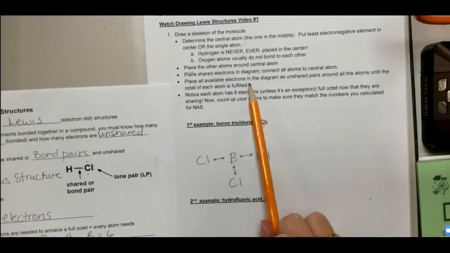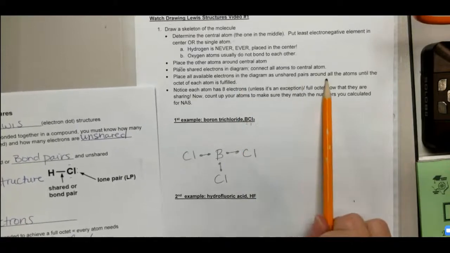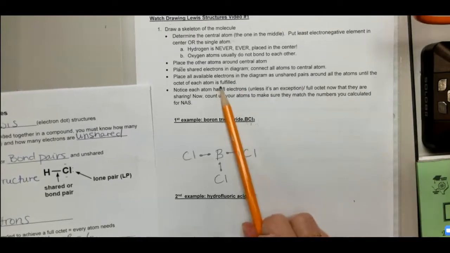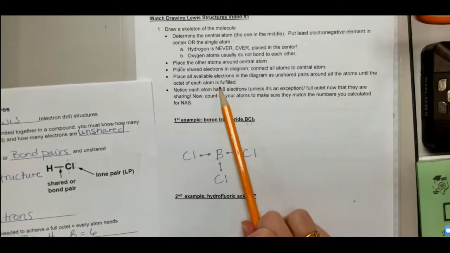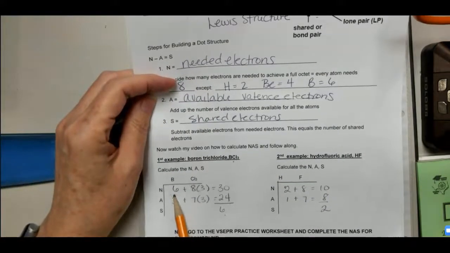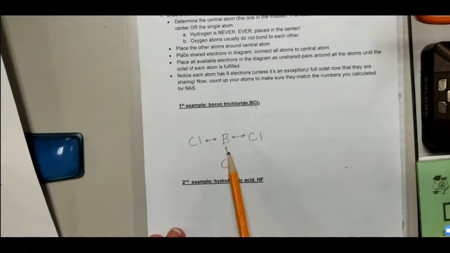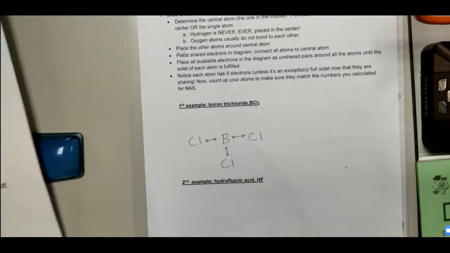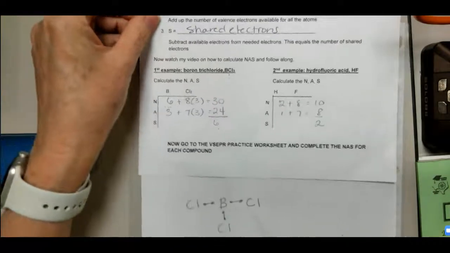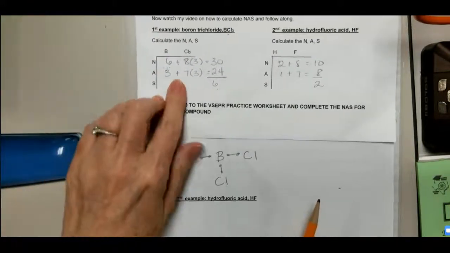All right. Then what are we doing? We're going to place all available electrons in the diagram as unshared pairs around all the atoms until the octet of each atom is fulfilled. Okay, so this means we're going back to these numbers. Boron needs 6 to be happy. How many around him? 1, 2, 3, 4, 5, 6. So he has his 6 electrons, okay? He's already got his 6. He doesn't need any more. Okay, what about chlorine, though?